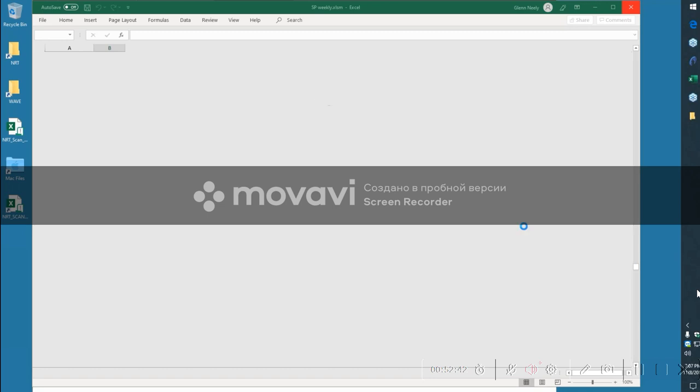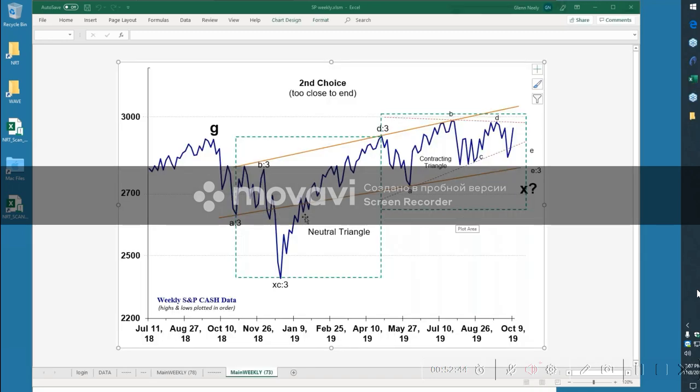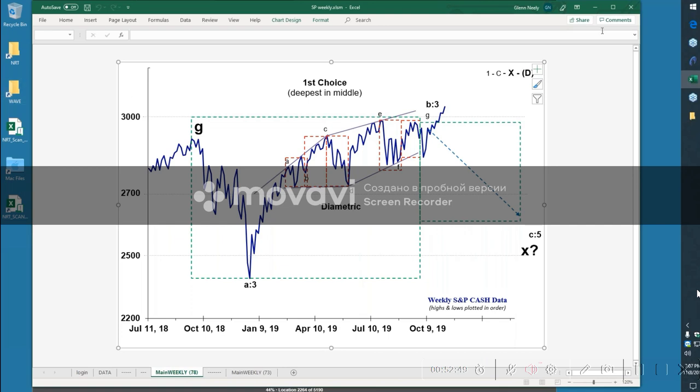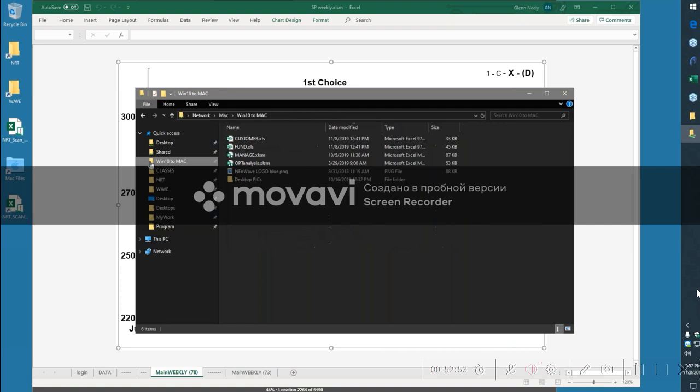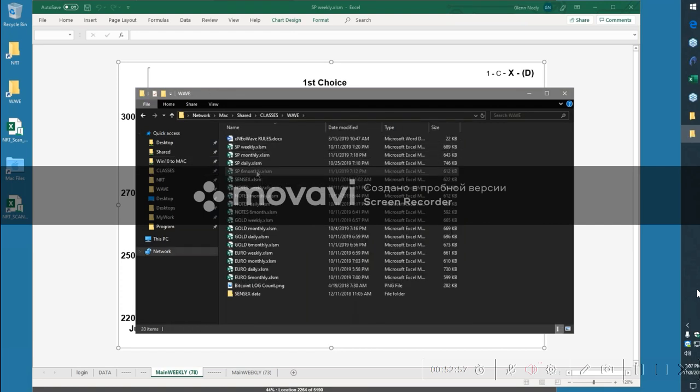This chart needs to update its data, so it's going to take a second. That chart's a little too complicated. Was that monthly? That was weekly.